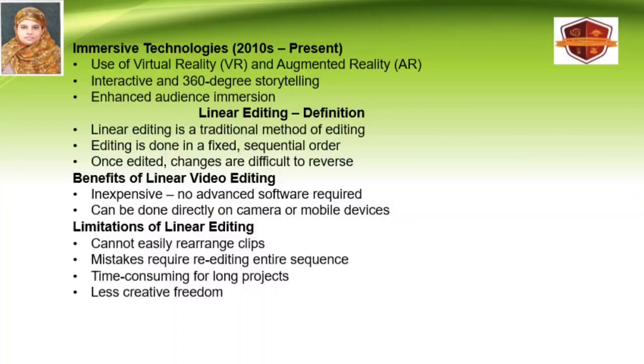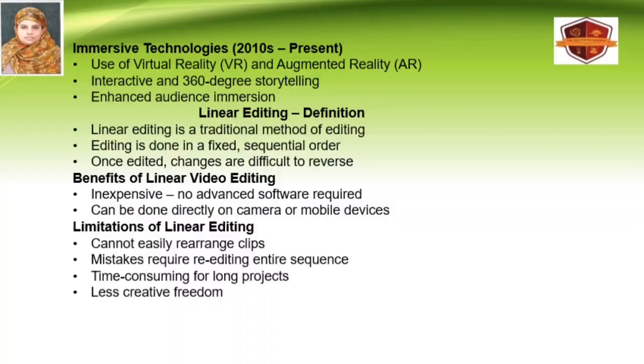Next is linear editing. Now the concept is linear editing. Video editing is mainly classified into two: linear editing and non-linear editing. So what is linear editing? It is a traditional method, a very traditional method we can say. Once edited, changes are difficult. If you want to make any changes, it will be very difficult.